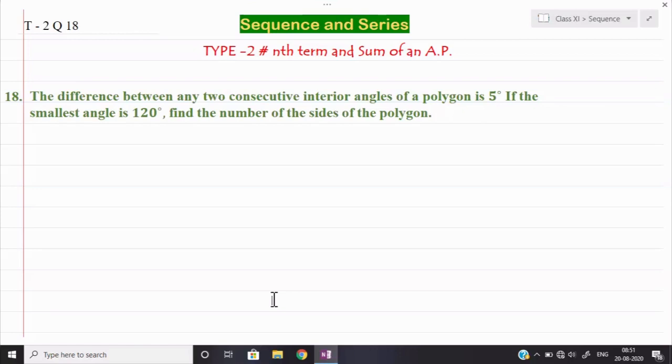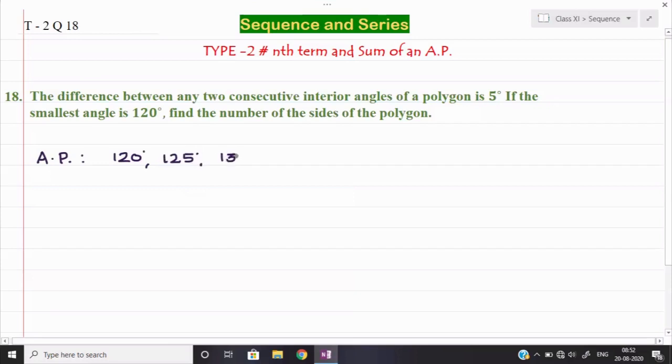So here, see, first of all, what AP we have been given. If I try to write down the value of the AP, the least angle is given here as 120 degrees, and the difference between the first polygon and the second polygon will be 5 degrees. So it will be increased by 5, that is 125. Then the third one is 130, and it will go on so on. It will not reduce because the smallest angle is given as 120. So the next couple of angles will be higher than 120 here.